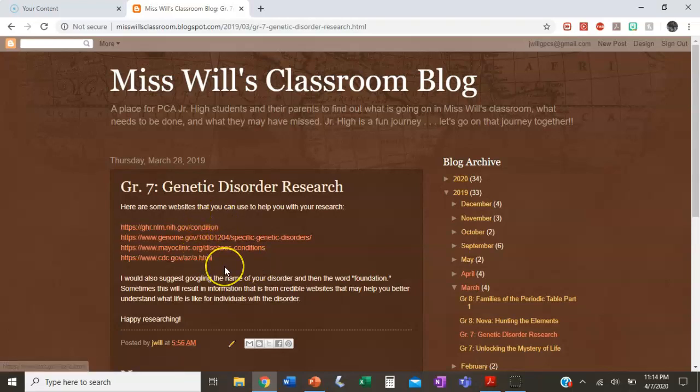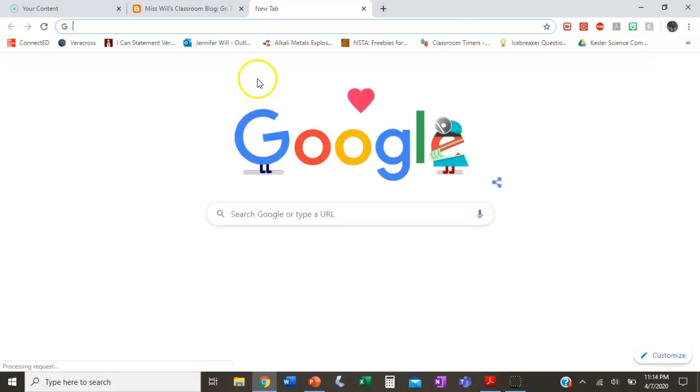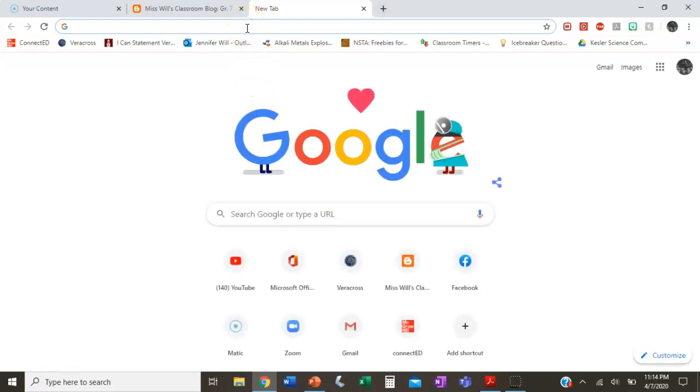But one of the things I want to also take a look at, not just the fact that there are 3 really high quality, respectable organizations that have websites here, but another suggestion is actually Googling the name of your disorder and then the word foundation afterwards, because this can often be very helpful. Not for all disorders, mind you, but let's take one.